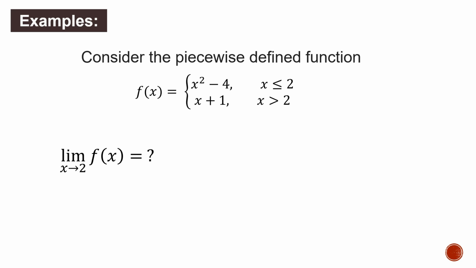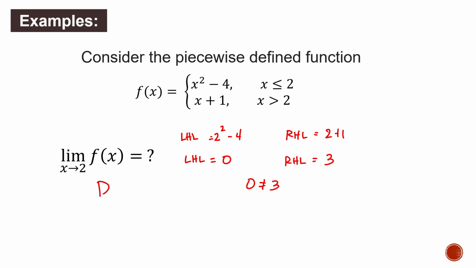So first, let's use the x squared minus 4, the left hand limit. So that's 2 squared minus 4, which is equal to 0. So the left hand limit is 0. What about the right hand limit? So this is 2 plus 1, which is equal to 3. That's the right hand limit. Now, since 0 is not equal to 3, the limit of f of x as x approaches 2 does not exist. Okay, I think that's clear.